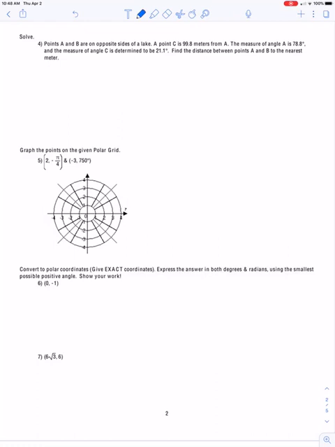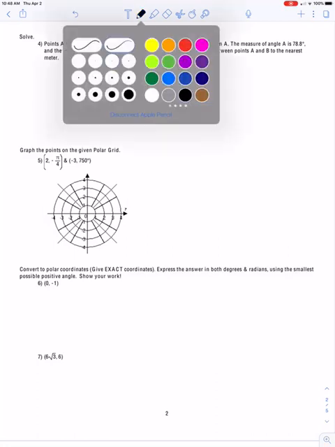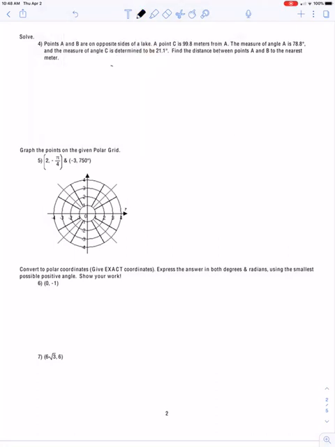So let's draw a picture of what they've given us. So again, let's draw in this lake. Put it up here. We got our lake here. Let that be our lake. It says points A and B are on opposite sides of the lake. Point C is 99.8 meters from A, and C is determined to have an angle of 21.1 degrees. A is determined to have an angle of 78.8 degrees.